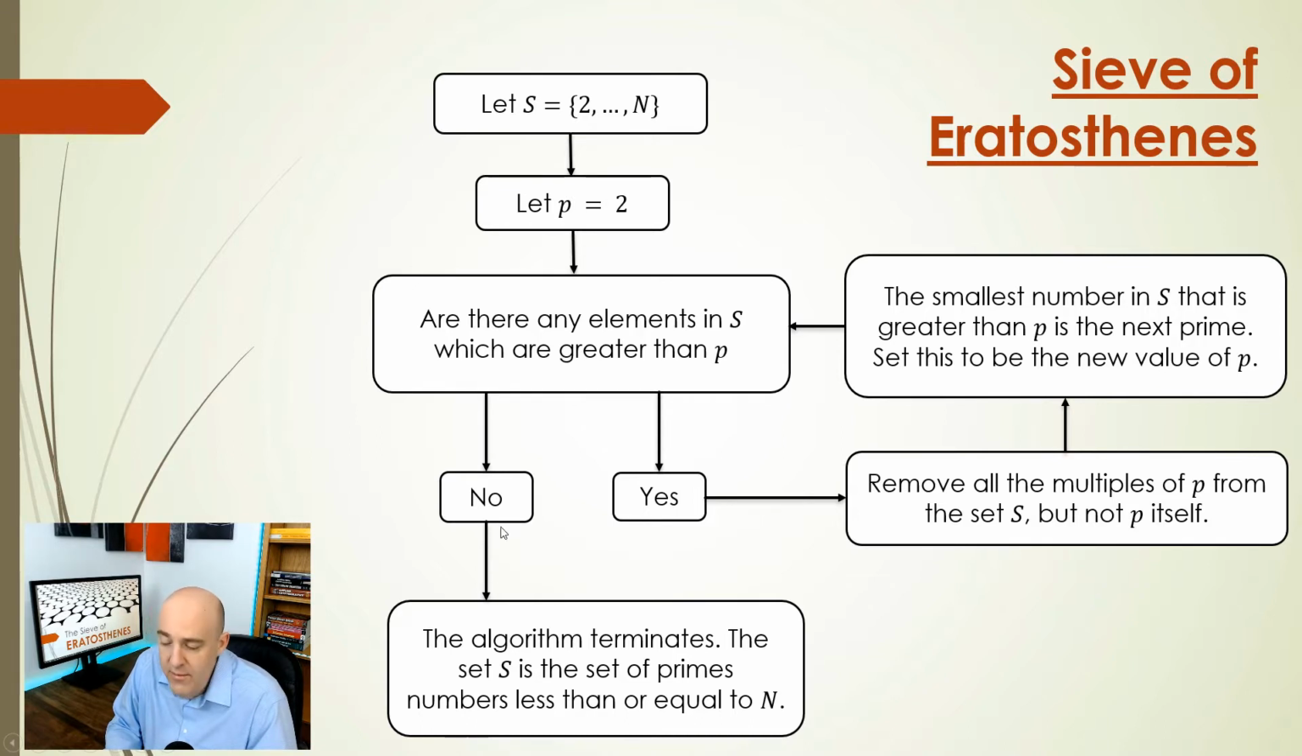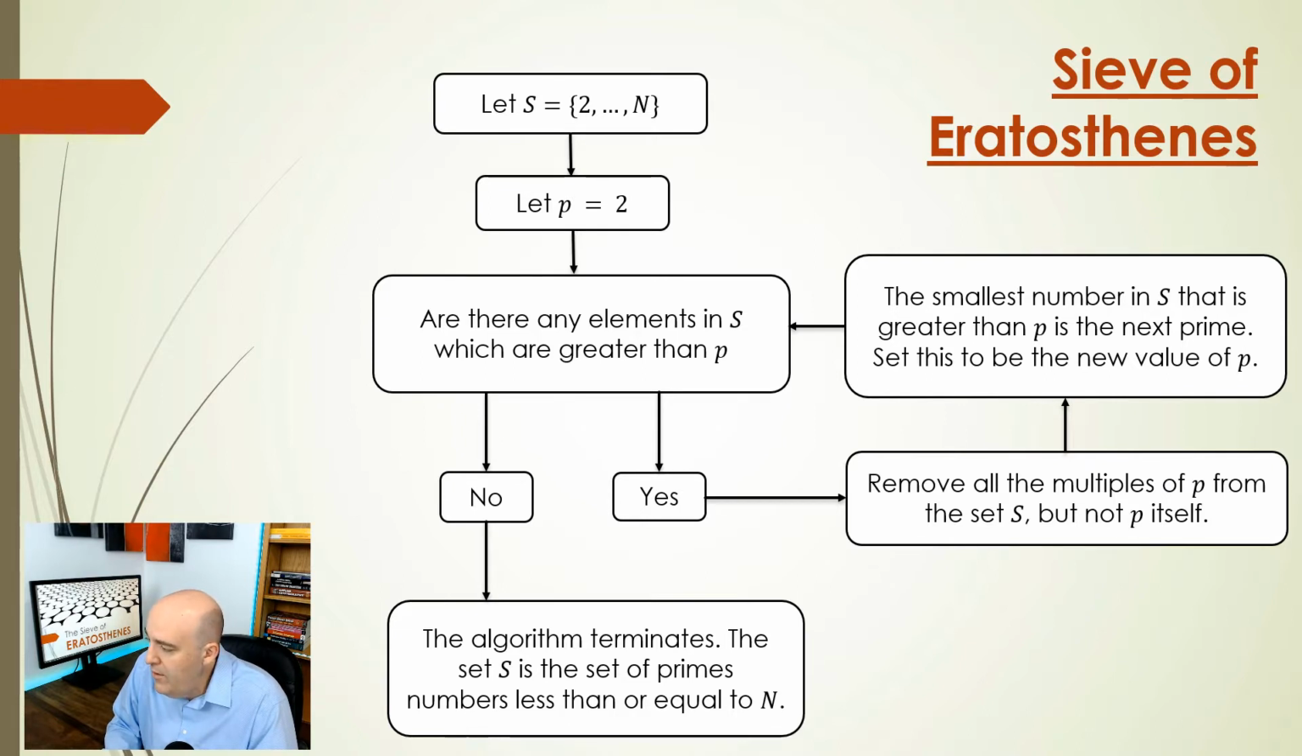But that's not going to happen until the end. We're going to have to go through this loop several times. And what do we do in that loop? Well, let's say that there are elements in S which are greater than P. The answer to the question is yes, so we follow this path. What we do then is we remove all the multiples of P from S, but not P itself. Technically speaking, P is a multiple of P, but when we speak of removing the multiples of P here from S, we mean every multiple of P, but not P itself.